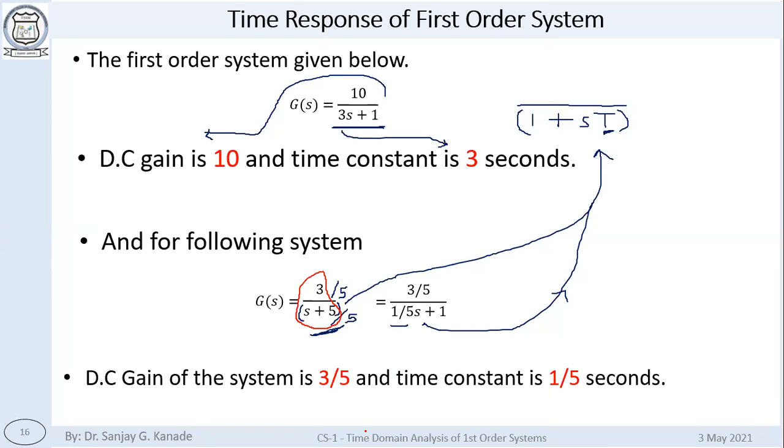You have to bring the equation in the time constant form first, in the 1 plus sT form, and only then will you be able to say what the DC gain and time constant of the system are. Time constant representation means 1 plus sT representation. Every pole you can represent in this format, 1 plus sT.